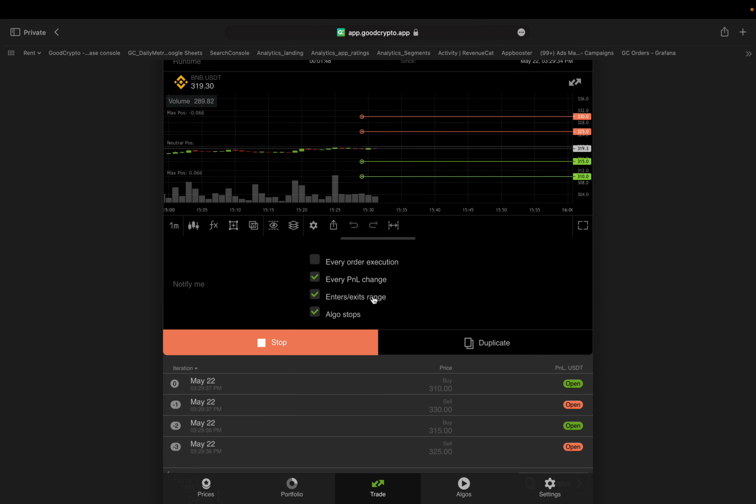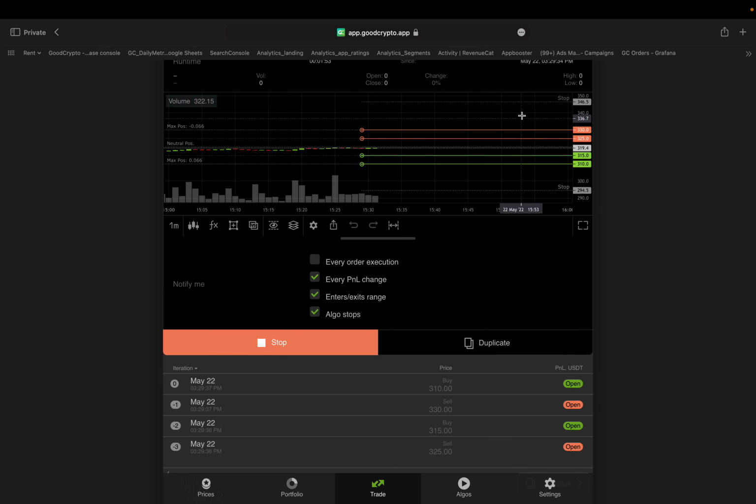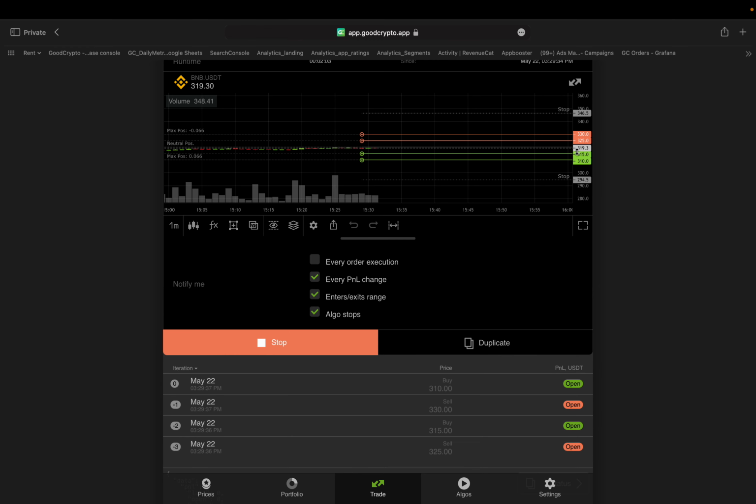That's this one. You'll get a notification when the algo stops, whether it's because it hit your stop levels or something bad happened. There was an error, or you canceled some orders, or the exchange did something bad, or God forbid we've done something wrong because of some internal mistake. That doesn't happen too often, but it might happen. In any case, when your grid stops, your algo stops, you'll get a notification as well.